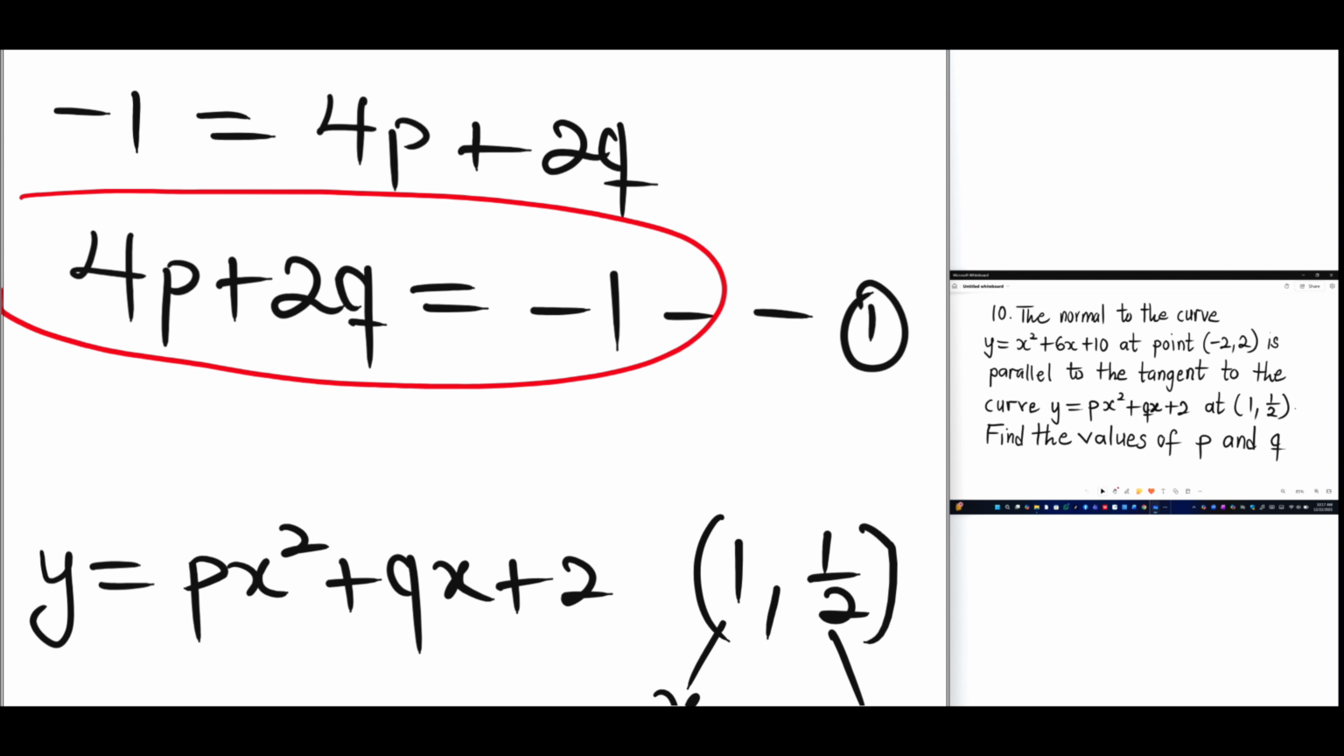All right. So when you get the second equation, then you can now solve them simultaneously to get the values of P and Q. So that's how you are supposed to answer this question.